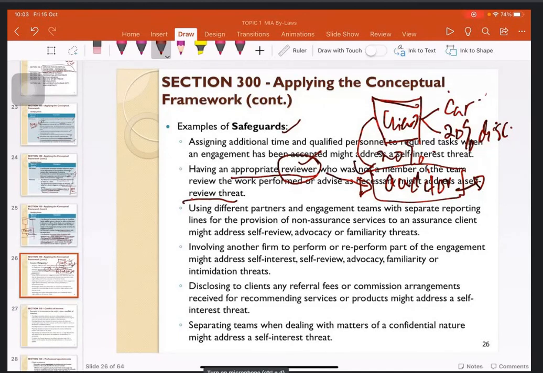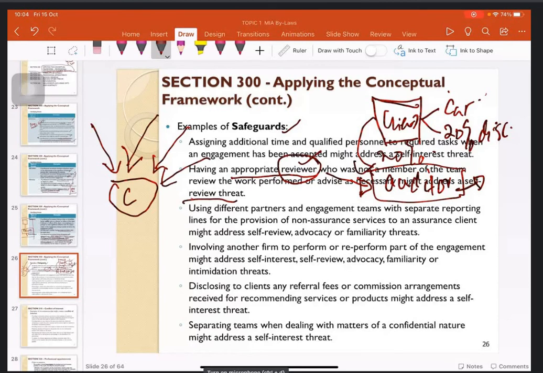Okay, next one adalah kadang-kadang one client. Ni klien kita kan, klien. Kita provide audit service kepada klien, but at the same time we also provide other services. Consultancy, IT services, tax services, okay? Kemudian company secretary services kepada this client.